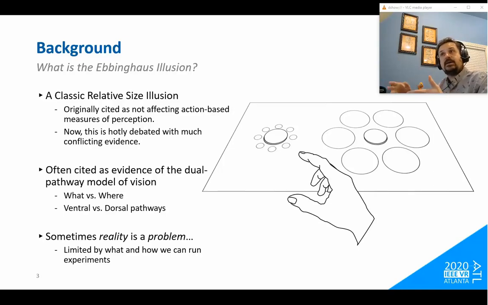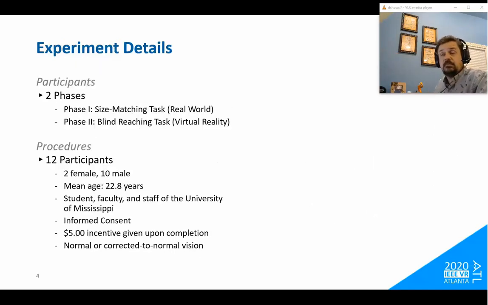Fortunately, we're not limited by all of these things in the virtual world. For instance, we can make effectively truly 2D stimuli for a person to reach to. And this is what we do in the study that we're about to talk about. We take the Ebbinghaus style experiments and bring them into the virtual world. We do this in two phases. The first phase is a size matching task that takes place in the real world, and this is done to establish that the stimuli we chose are going to elicit the effects you would expect to see from your typical Ebbinghaus experiments. And then the second phase of the experiment is a blind reaching task that takes place in the virtual world.